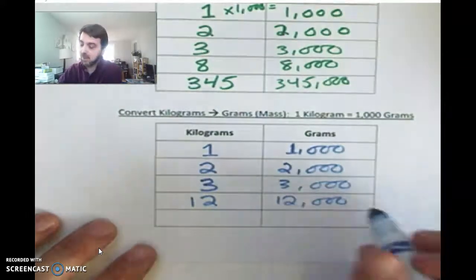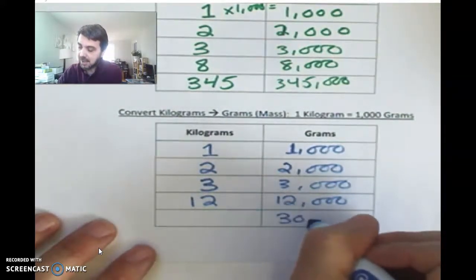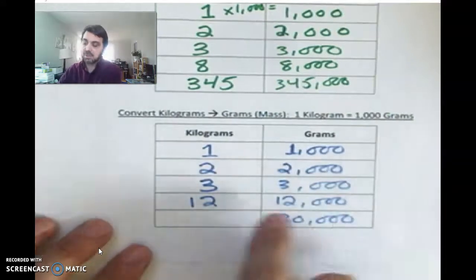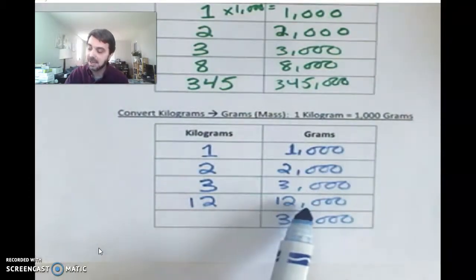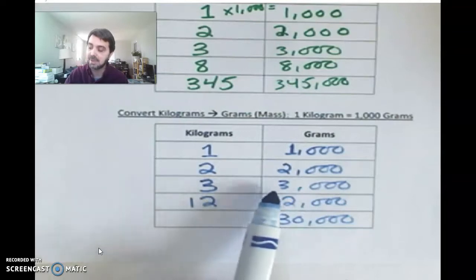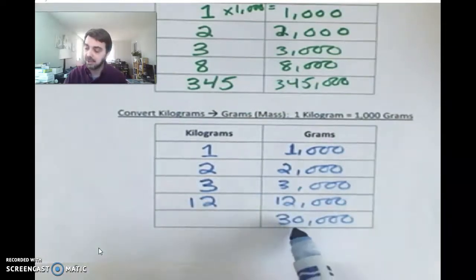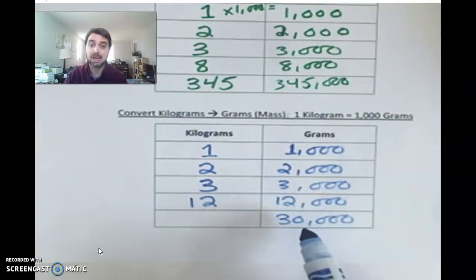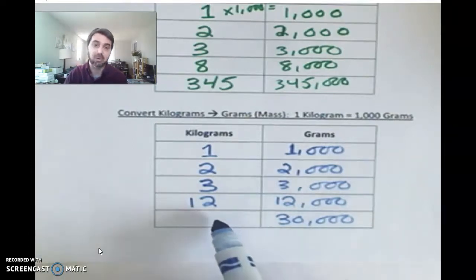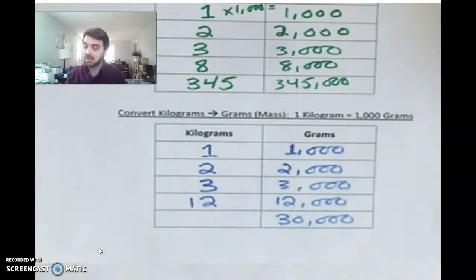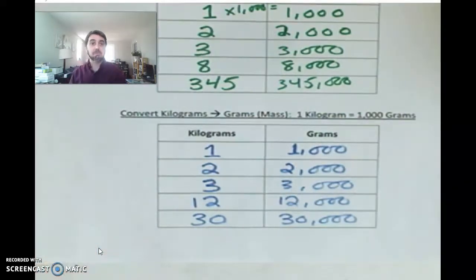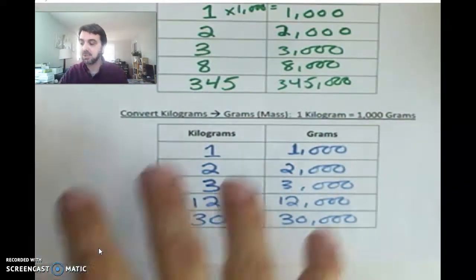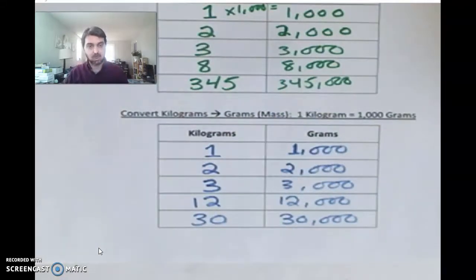Let me ask you this. What if I had 30,000 grams? How many kilograms would I have? What do you think? We've been multiplying, right? 12 times 1,000 is 12,000. 3 times 1,000 is 3,000. But here, I'm giving you the number of grams, right? So how many kilograms do you have? If you divide by 1,000, you'll end up with just 30. It kind of makes sense. What times 1,000 equals 30,000? 30. Okay, so you can use this to help you with today's work as well.